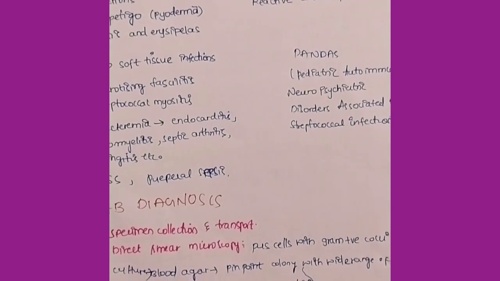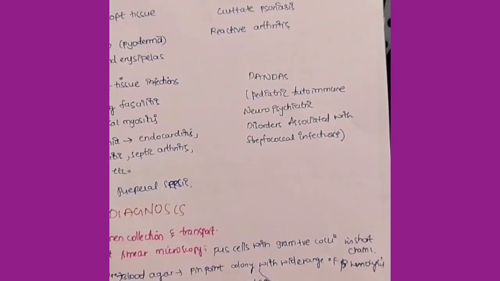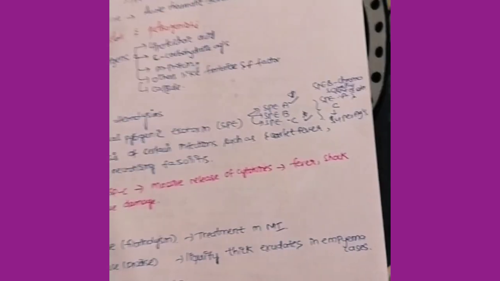Automated methods like MALDI-TOF and Vitek can be used. Lancefield grouping shows group A streptococcus, and typing of group A can be done. Serology will also show antibodies, anti-DNase B antibodies.